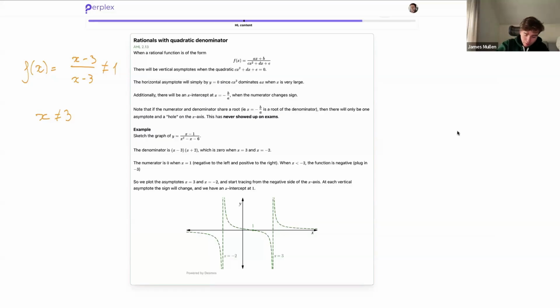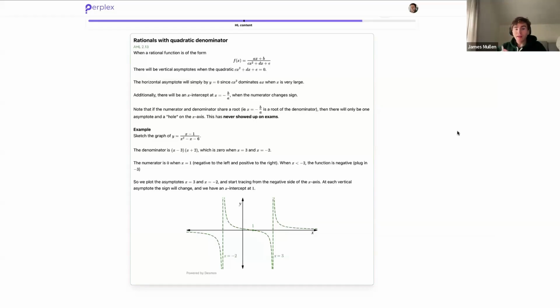So you would end up with a hole here at x equals 3. Example: let's say I want to sketch the graph of x minus 1 divided by x squared minus x minus 6. The denominator is a quadratic. I can factor it as x minus 3 times x plus 2, and that's going to be 0 when x is equal to 3 or x is equal to minus 2. So those are my vertical asymptotes: x equals 3 and x equals minus 2. Also, the numerator is going to be 0 when x is equal to 1, so that gives me an x-intercept at 1.